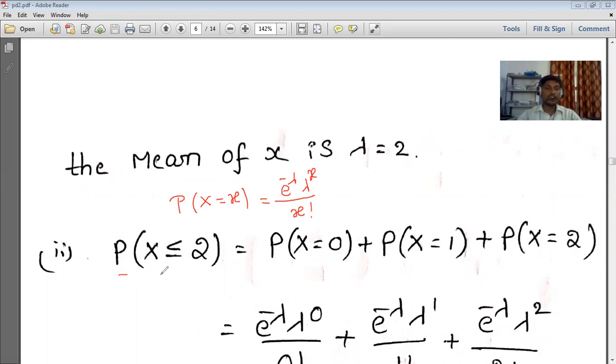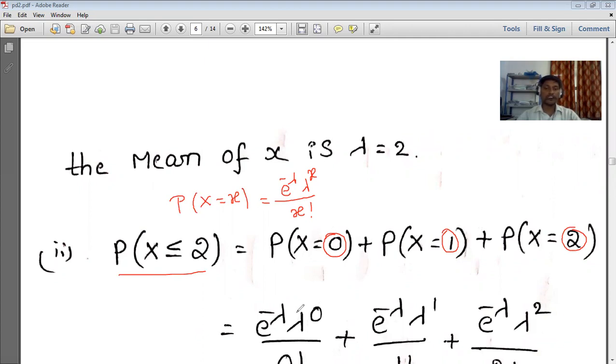Here what they asked is P(X ≤ 2), that is 2 or less than 2. So it means we will get 0, 1 and 2. These are the three values we get as per this. So P(X = 0): it means simply we have to substitute 0 in place of x.